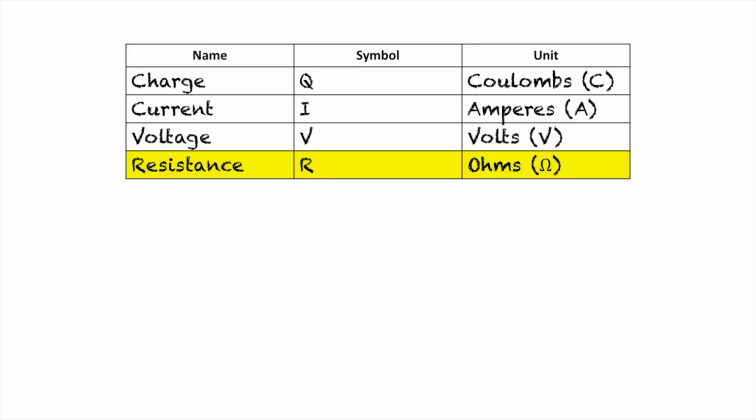When we want to use resistance in mathematical equations, we use the symbol R. When we give a value for resistance, we use the unit ohms, or the Greek letter omega. For example, we might say that R equals 3 ohms, which means the resistance has a value of 3 ohms.